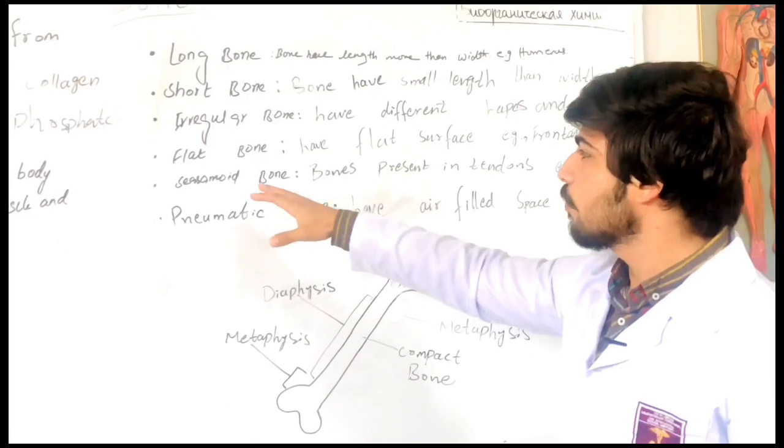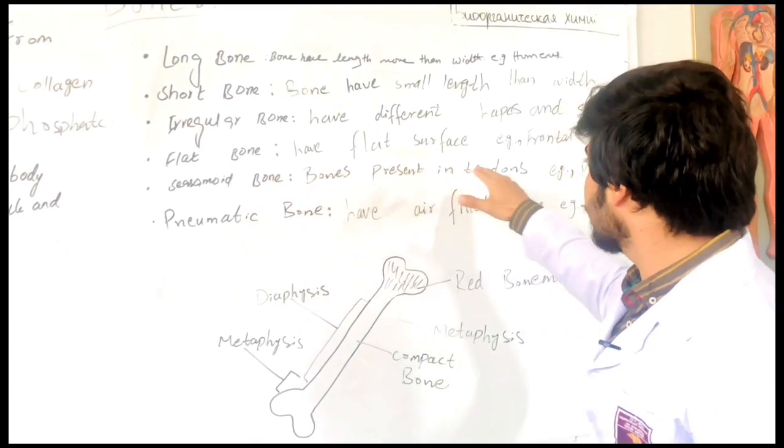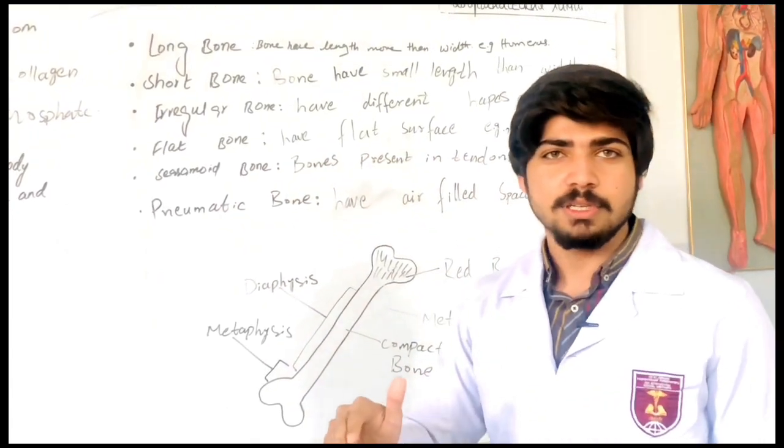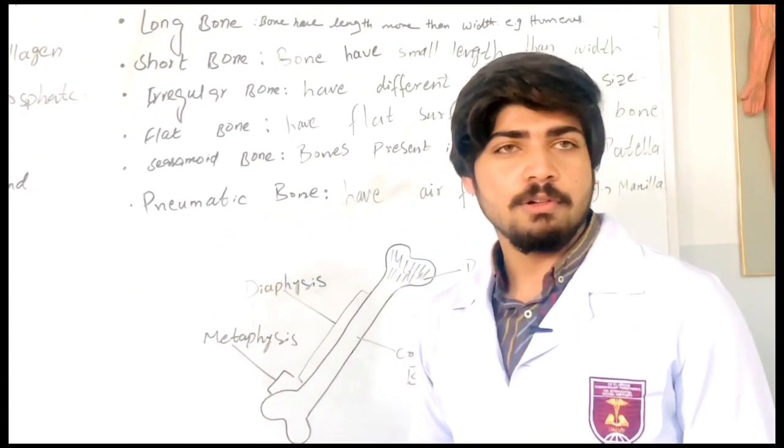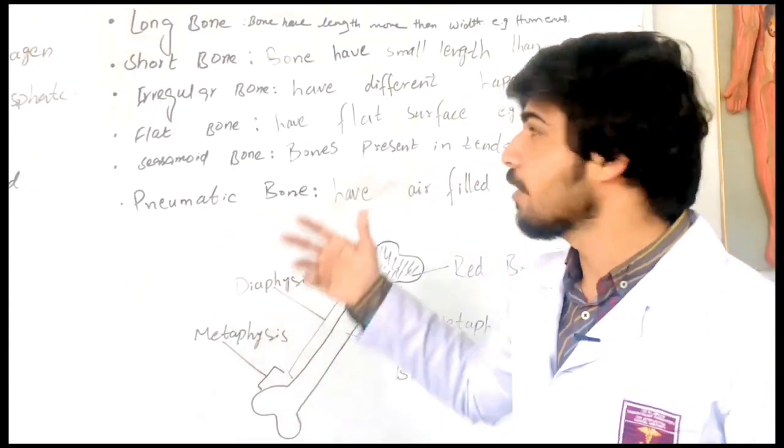Then we discuss flat bone. Flat bone has a flat surface. For example, the frontal bone is an example of flat bone.